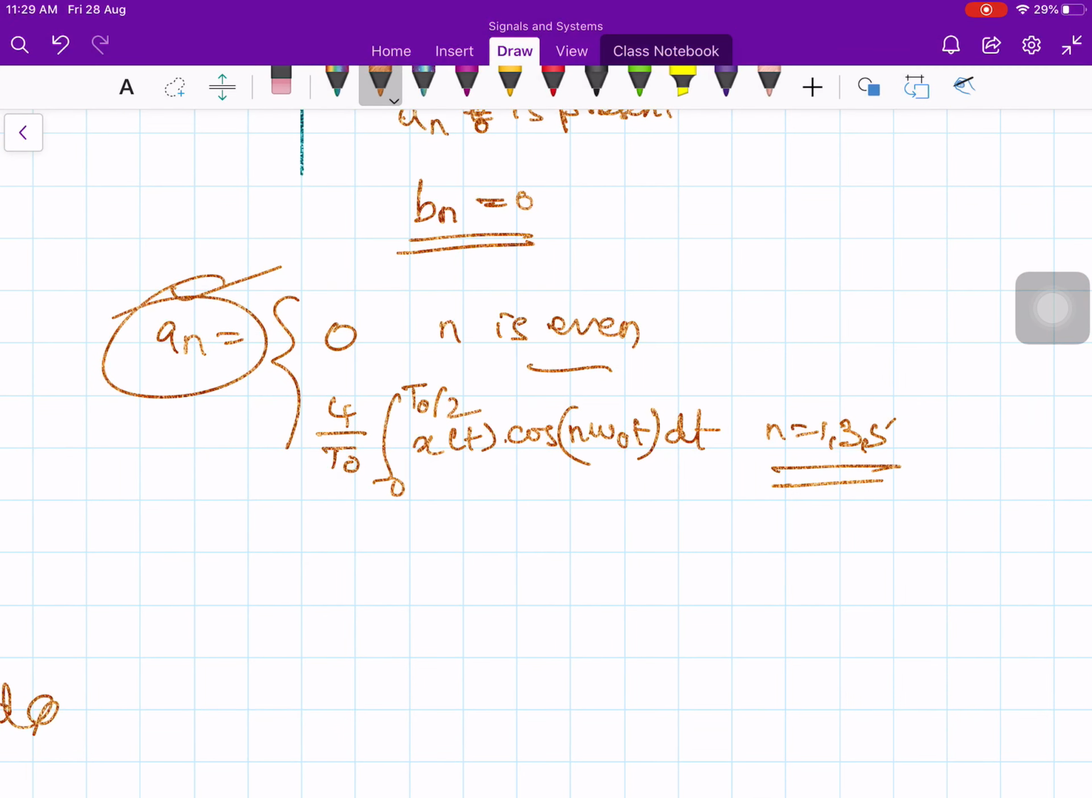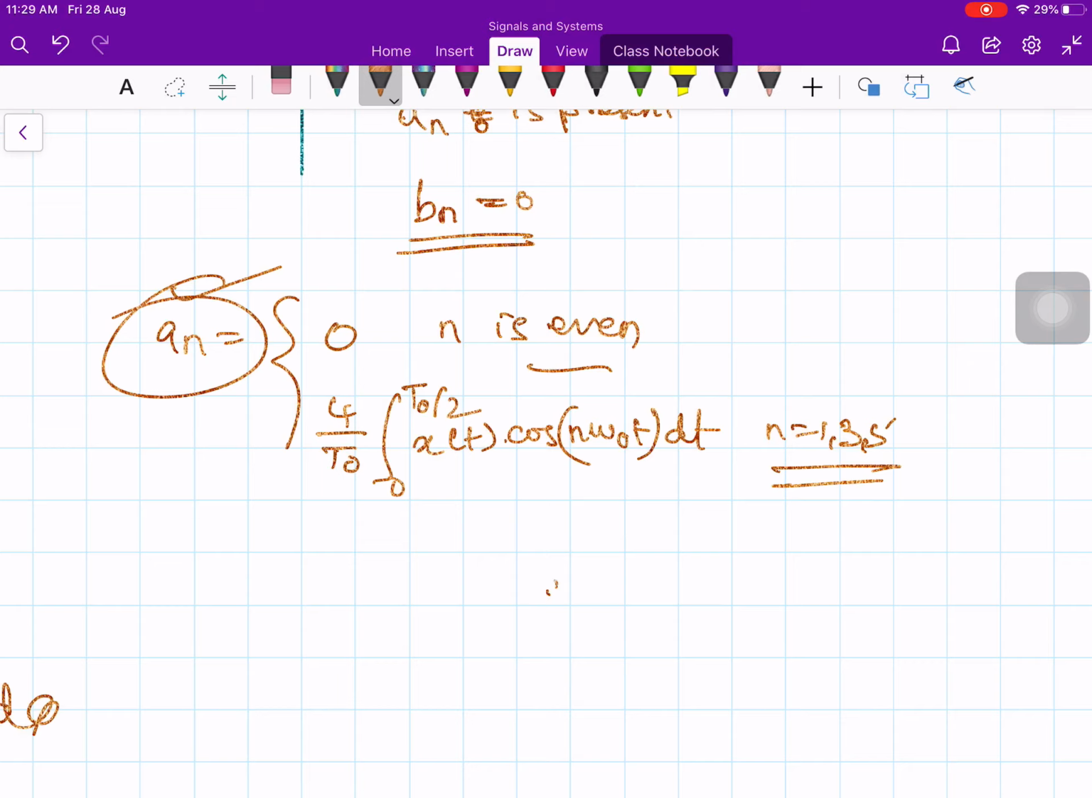Okay, so it will have odd ordered cosine terms. And we must carefully distinguish between the oddness and the evenness of the function, and the oddness and the evenness of the order of the harmonic. These two are different. When you have cosine terms, you say it is an even function. When you have sine terms, then you say it is an odd function. It relates to the function itself.